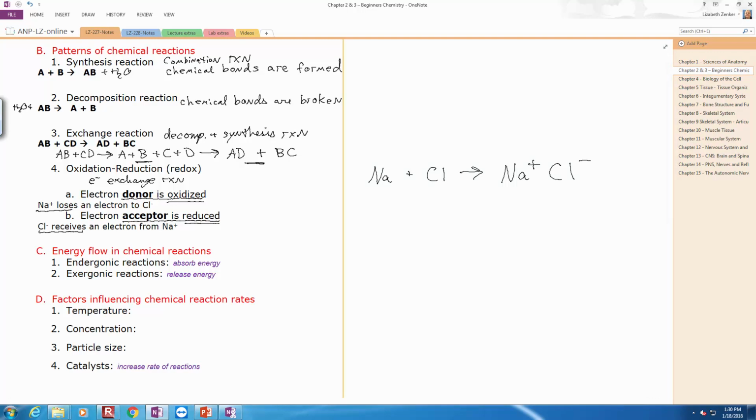Okay? So another way of thinking of this is, you can just learn a mnemonic. The one that I like to use is LEO and GER. LEO is lose electron means you're oxidized. Lose electron, oxidized. GER is gain electron, reduced. So it's a super easy way to remember who is reduced and who is oxidized. LEO and GER. If you lost your electron, you're the oxidized one. If you've gained the electron, you're the reduced ion.